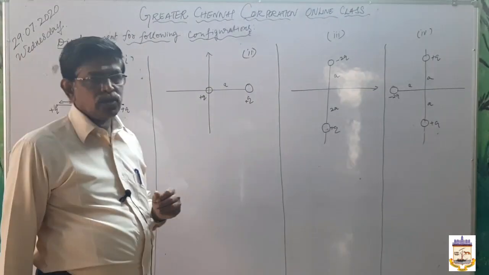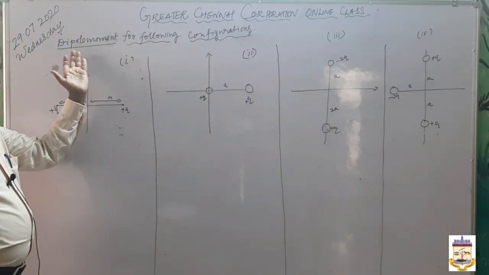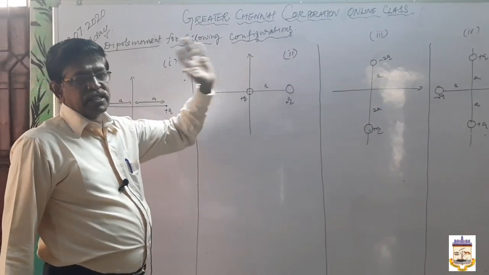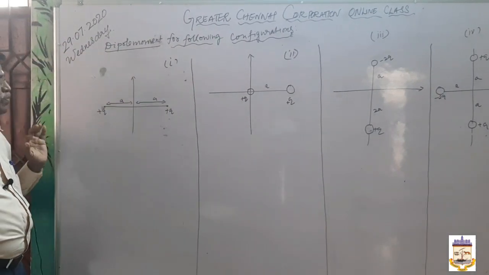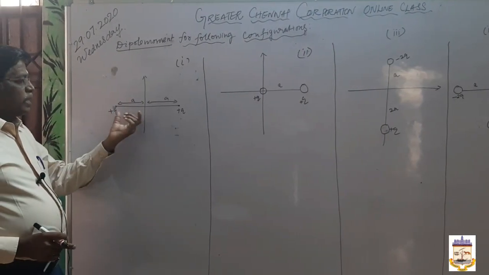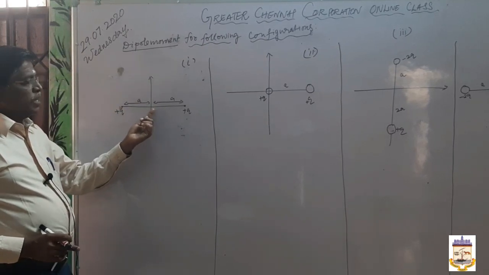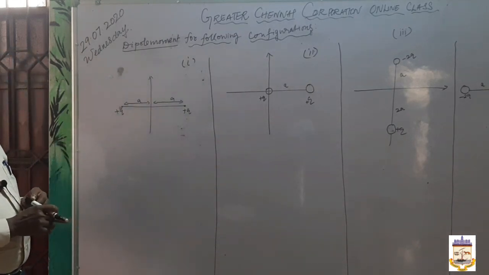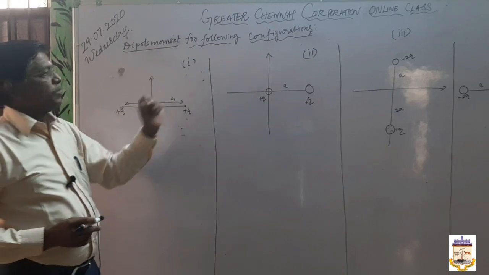Students, now we are going to see the problems involved in the dipole moment. The question is, find the dipole moment for the following charge configurations. Let me take the first problem. Here in this case, two positive charges are kept at a distance. The total distance is 2a; from the origin, one positive charge is at a distance a and the other positive charge is at a distance a. What is the dipole moment for this configuration?